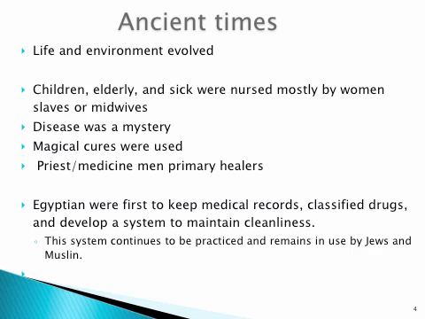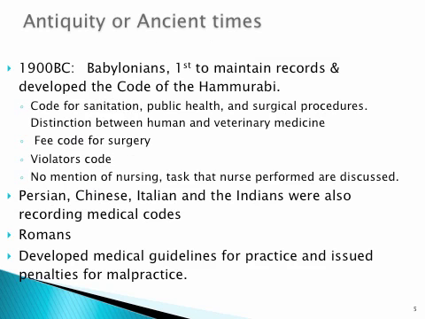The Egyptians were the first to keep medical records, classify drugs, and develop a system to maintain cleanliness. Their system, by the way, is still in practice today by many of the Jewish and Muslim faith. The Babylonians, then, were the first to maintain records and develop the Code of Hammurabi.